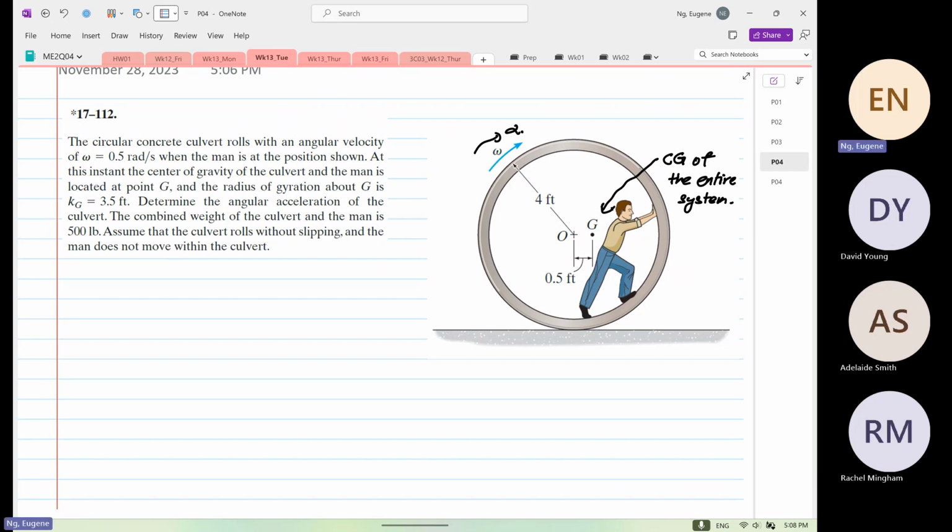The combined weight of the culvert and the man is 500 pounds. Assume that the culvert rolls without slipping. The most important thing is without slipping. And the man does not move within the culvert. So the position of the man relative to point O is always 0.5 feet. It will not change at all. Okay, so that is what we know. Point O is the center of the radius.